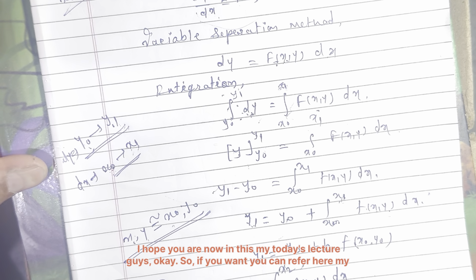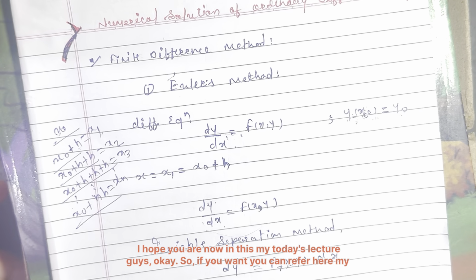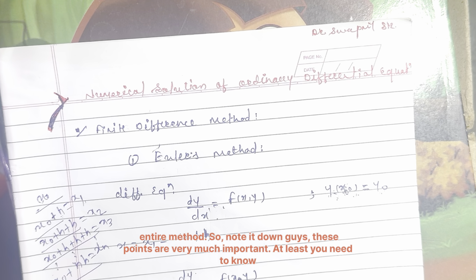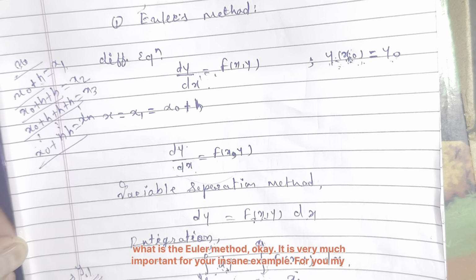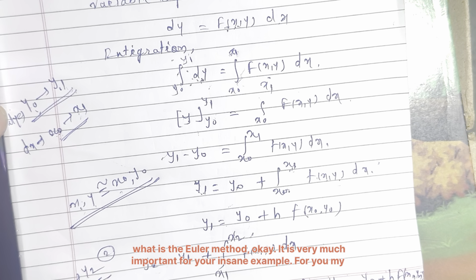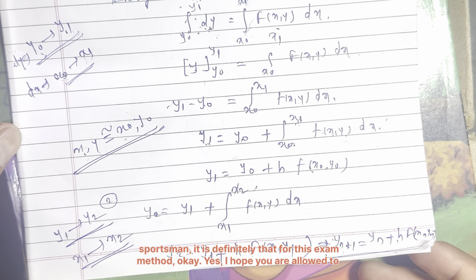I hope you all have understood my today's lecture, guys. If you want, you can refer to my entire method here. So note it down, guys. These points are very much important. At least you need to know what the Euler method is. It is very much important for your ENDSEM exam. A 5 marks question is definitely there for this method.